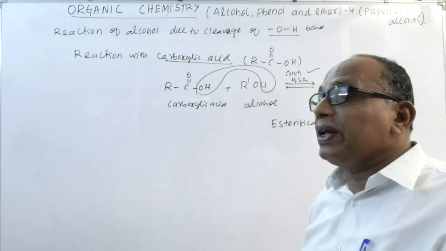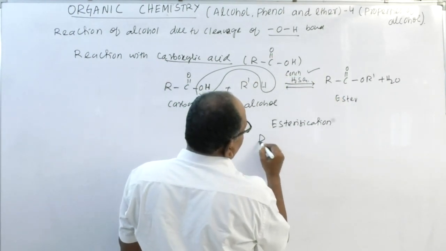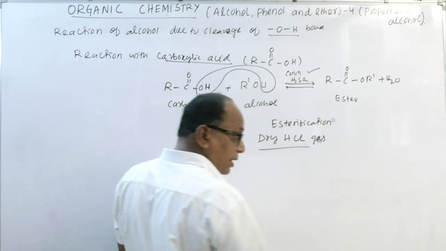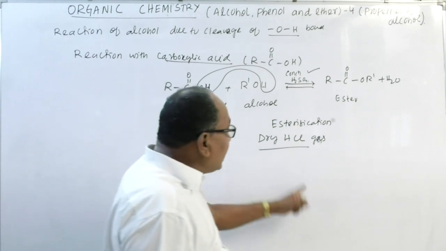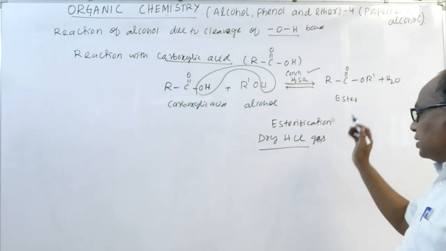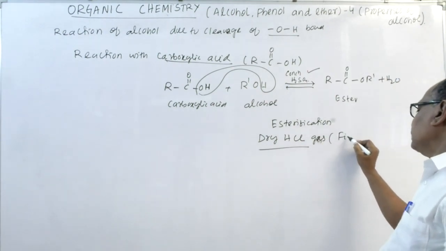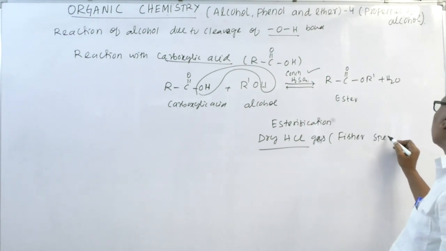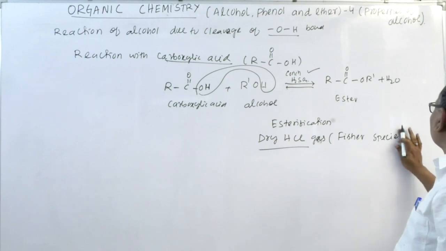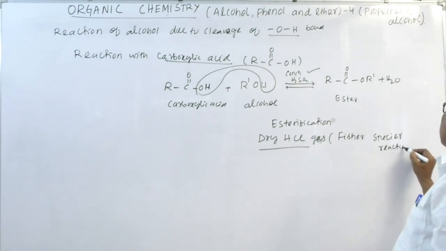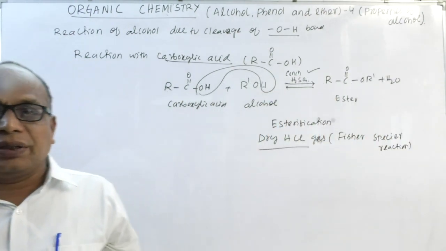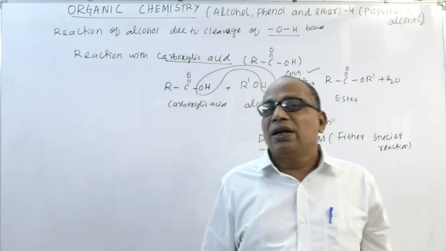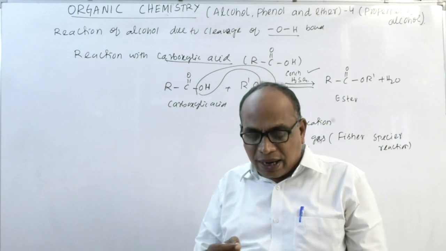If the concentrated sulfuric acid is replaced by dry HCl gas, the same reaction can also be carried out. If dry HCl is used during esterification, that is called the Fischer reaction. What is the Fischer reaction? It is one type of esterification. The dehydrating agent is dry HCl.